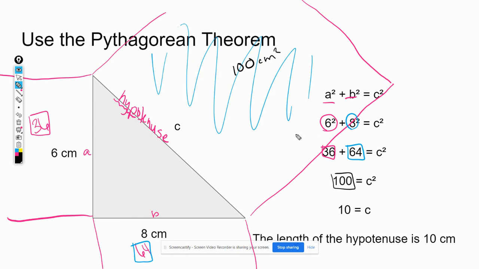Well, that leaves us with, what's the side length that would multiply by itself to get the 100? And we know that 10 times 10 is 100. And so we take the square root of 100, square root of c squared. That gets rid of the square because the opposite of a square is a root, just like the opposite of add is subtract and the opposite of multiply is divide. The opposite of a square is a square root. And so we take the square root of 100, which gives us 10. And that just means that 10 times 10 is what gives us this 100. And so if this side is 6 and this side is 8, then this side must be 10.